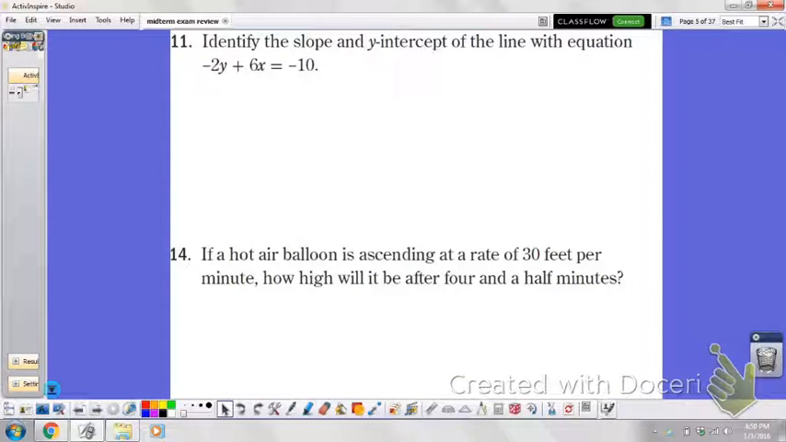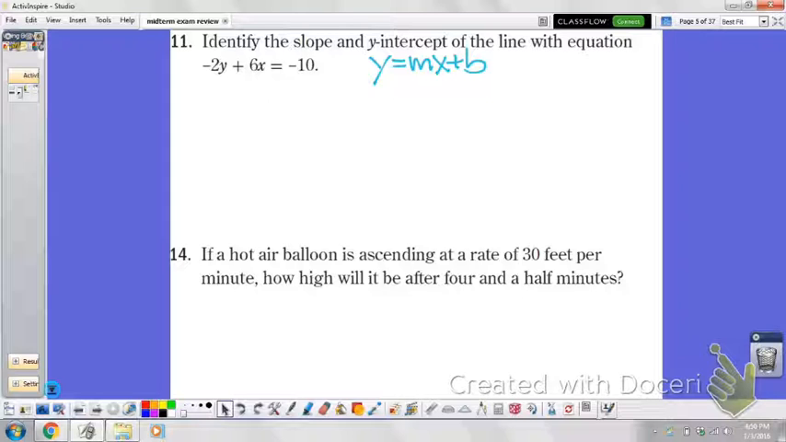Number 11, we're identifying the slope and the y-intercept of the line with the equation negative 2y plus 6x equals negative 10. Well, if we want to find the slope and the y-intercept of the line, the easiest way to do that is to put this equation into slope-intercept form, which is y equals mx plus b. So we just need to solve for y.